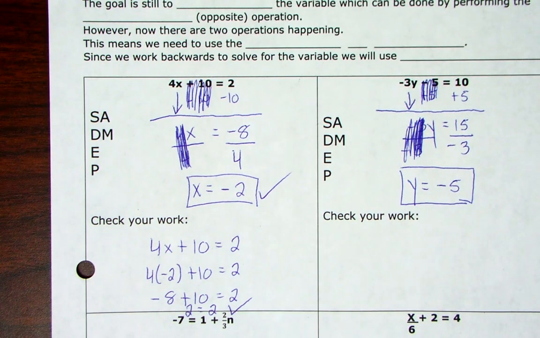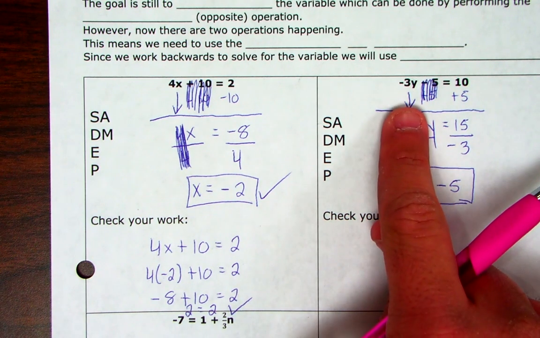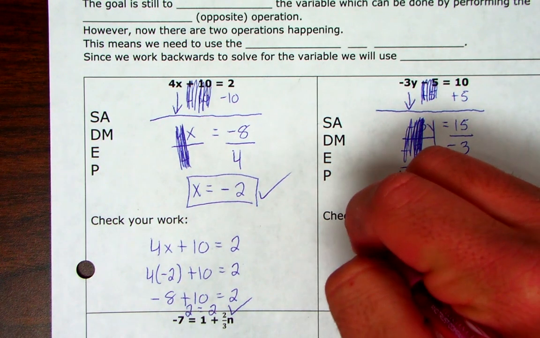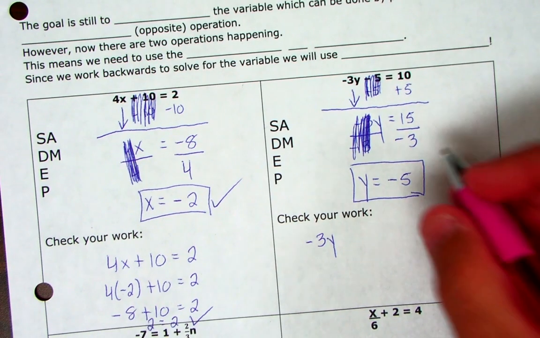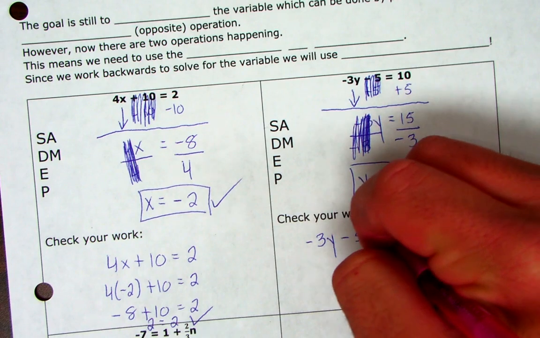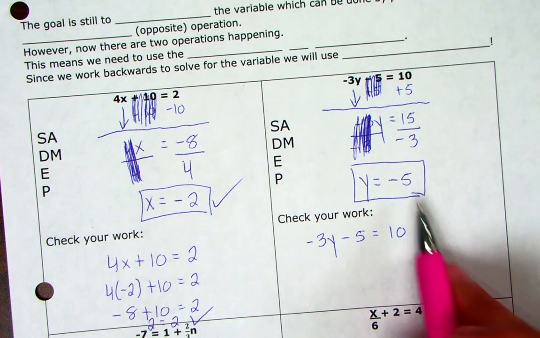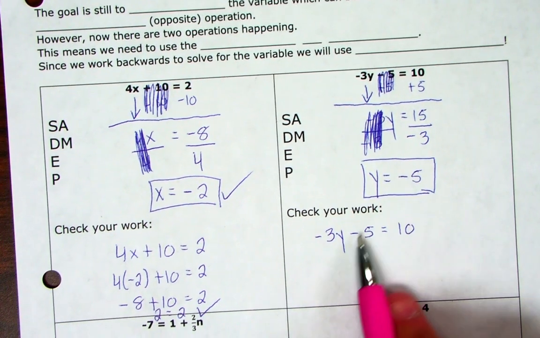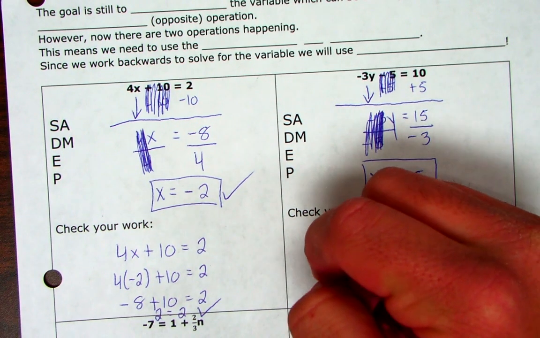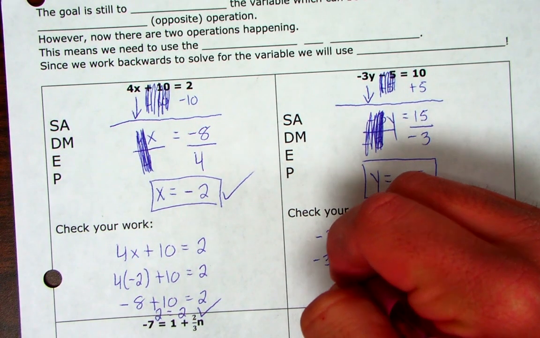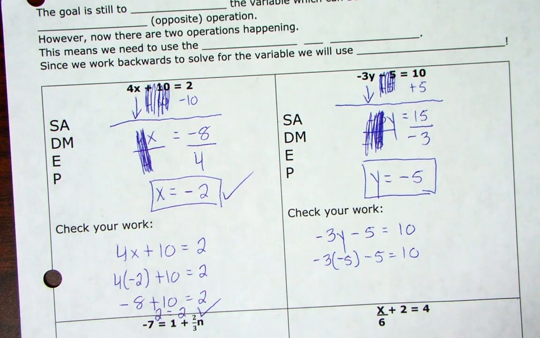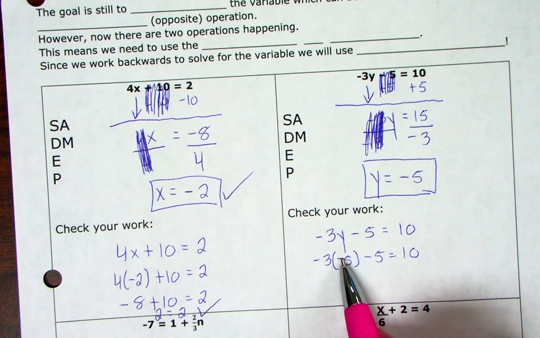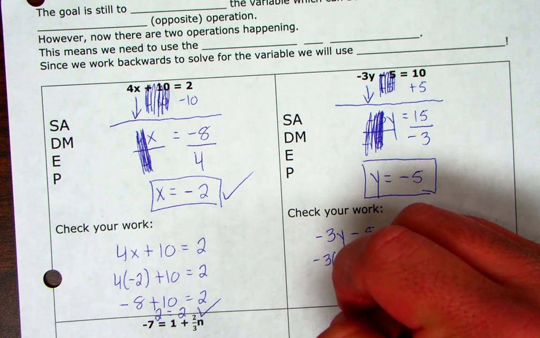Again, let's double check to make sure it works. Rewrite your original equation. Negative 3y minus 5 equals 10. Plug in your y value for where you see y. So negative 3 times negative 5 minus 5 equals 10. Well, a negative times a negative is a positive. 3 times 5 is 15.